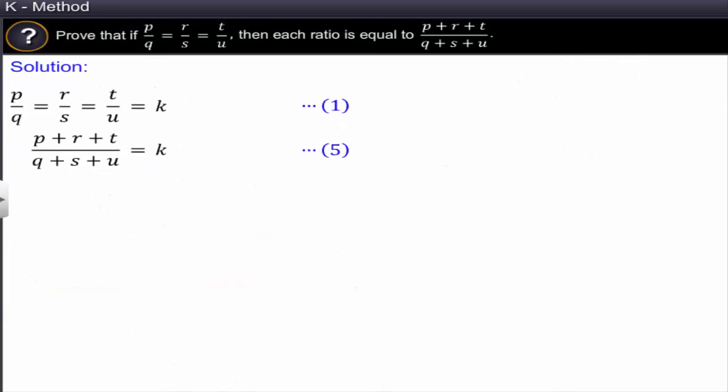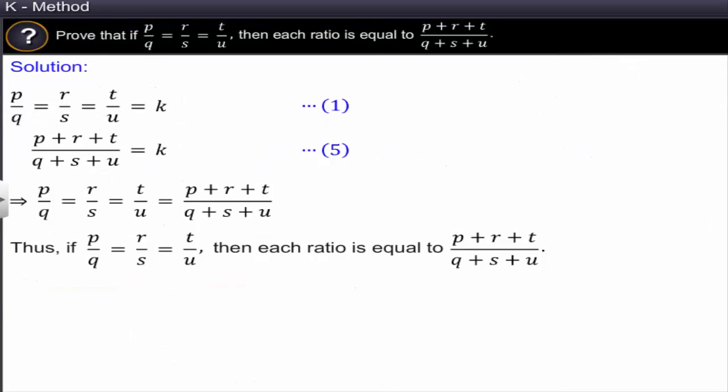Now, you can see from equations 1 and 5 that P by Q is equal to R by S is equal to T by U is equal to P plus R plus T divided by Q plus S plus U. Thus, it can be concluded that if two or more ratios are equal, then each ratio is equal to the sum of the antecedents divided by the sum of the consequents. Hence proved.